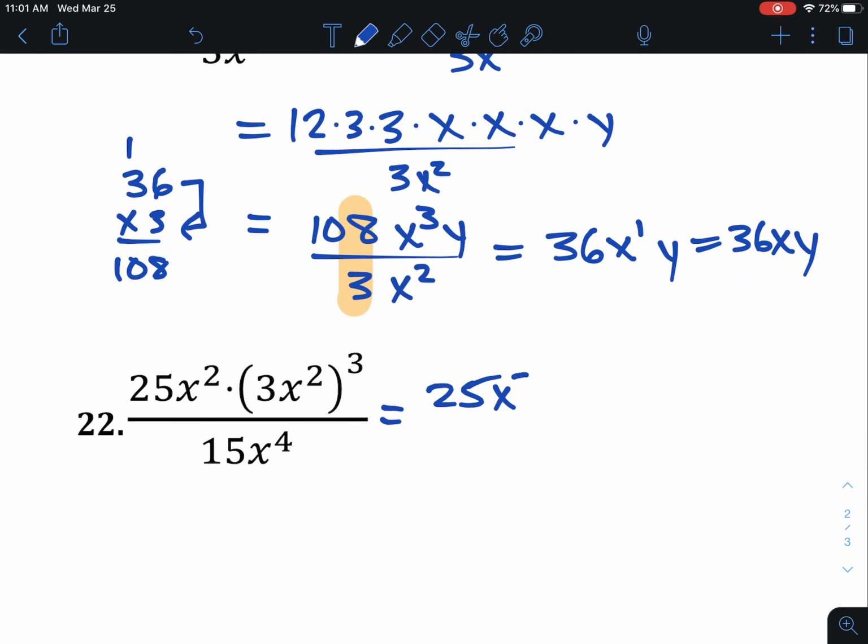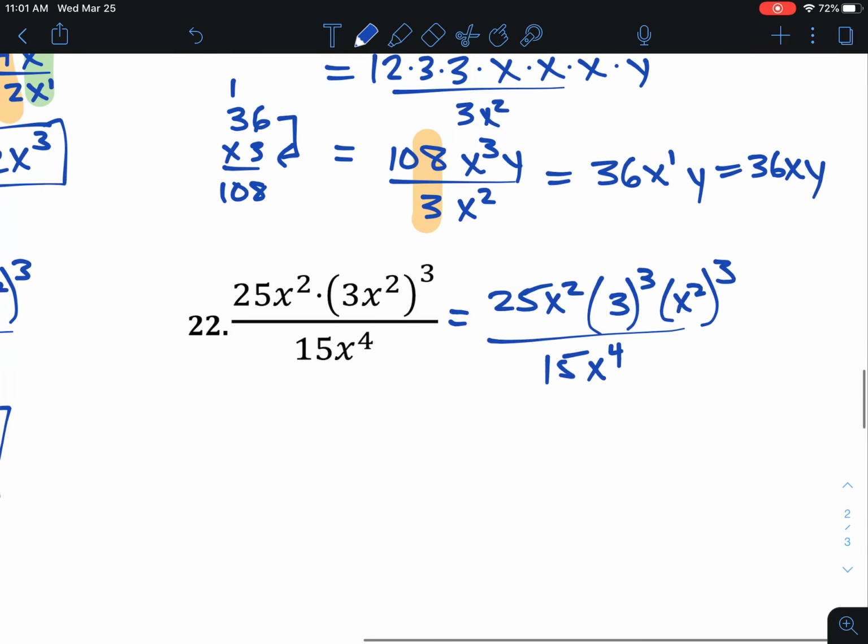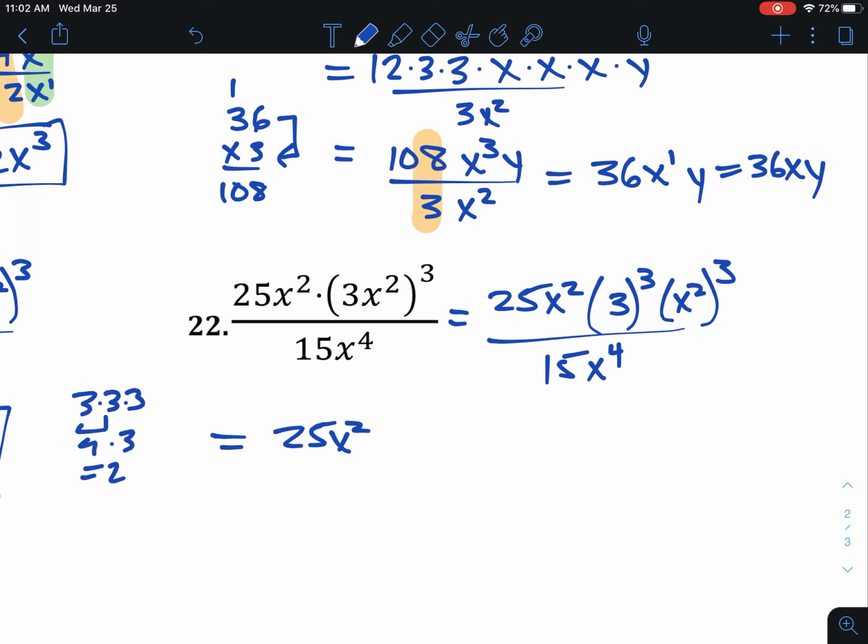We're going to keep the 25x squared first. Then it's 3 cubed x squared cubed over 15x to the 4th. Wow, this is going to be a couple steps. Okay, so 25x squared, 3 cubed. Well, let's see, 3 cubed would be 3 times 3 times 3. That would be 9 times 3 is 27. Okay, so times 27. Times x squared cubed would be x to the 6th. Again, power to a power, we got to multiply. Divided by 15x to the 4th.